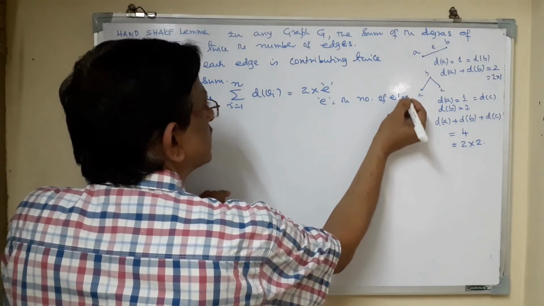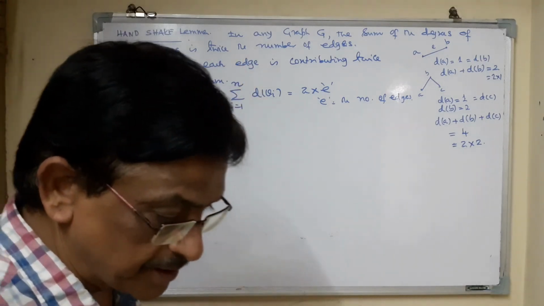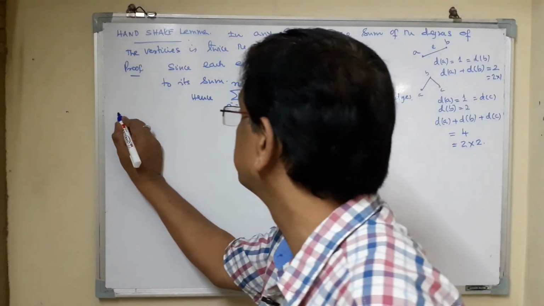A very, very simple proof. What we have to observe is that each edge contributes twice to the sum. That is called the handshaking lemma. Let us see a consequence of this.